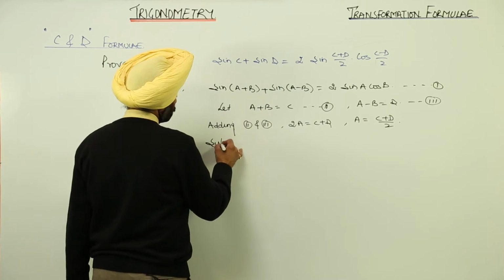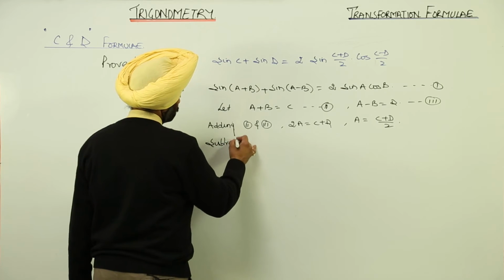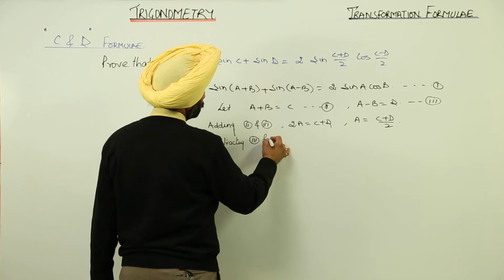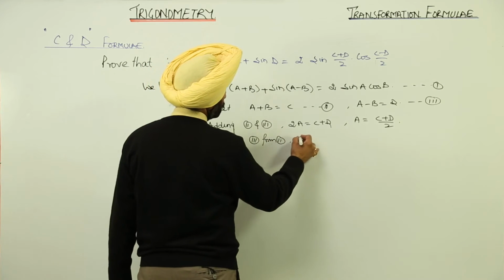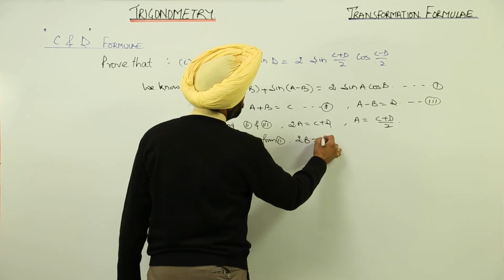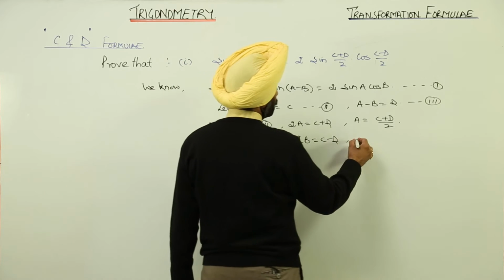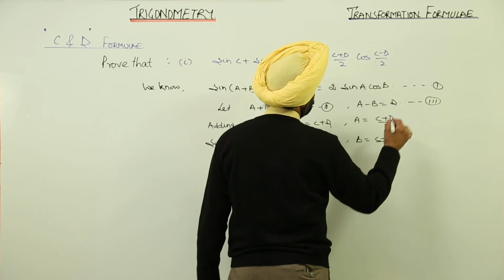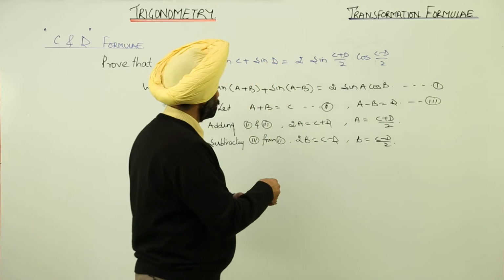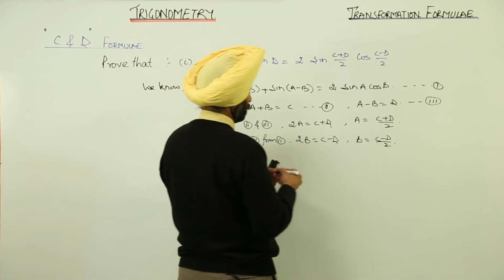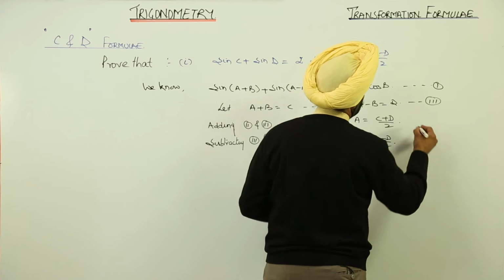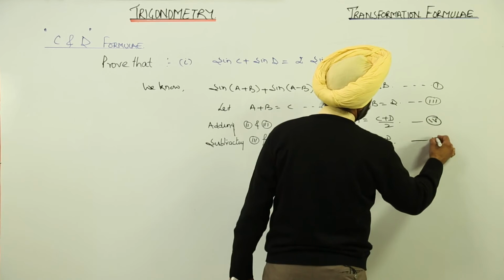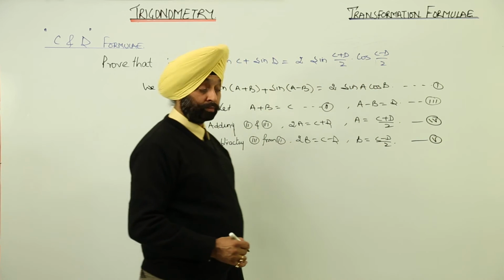Subtracting three from 2, twice of B is C minus D and B is equal to C minus D upon 2. Okay. So now fourth and fifth.